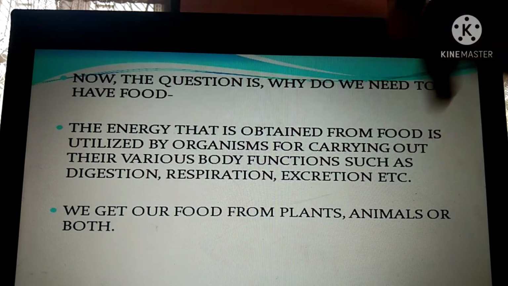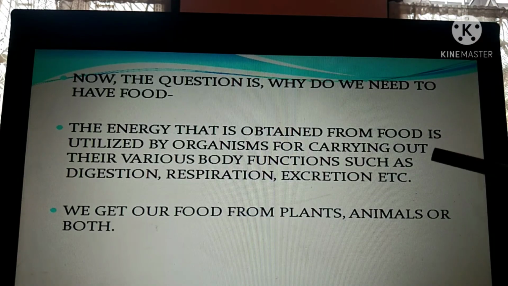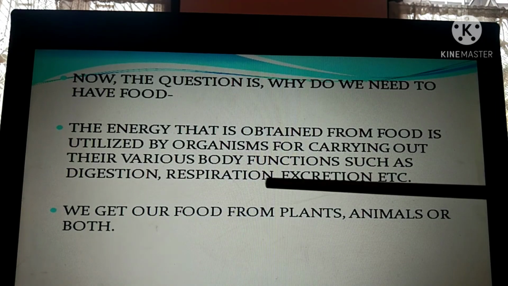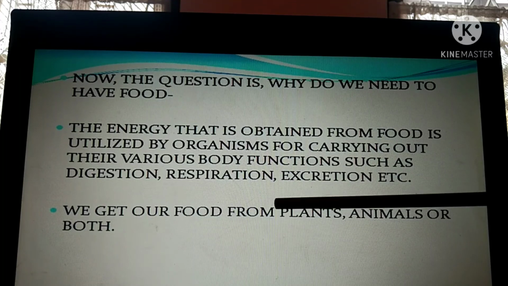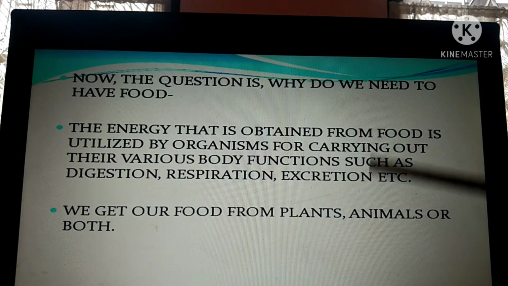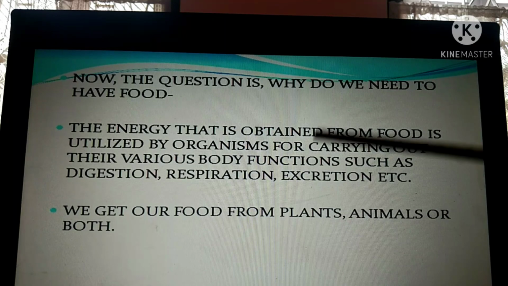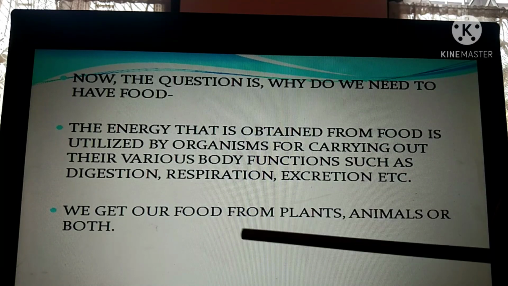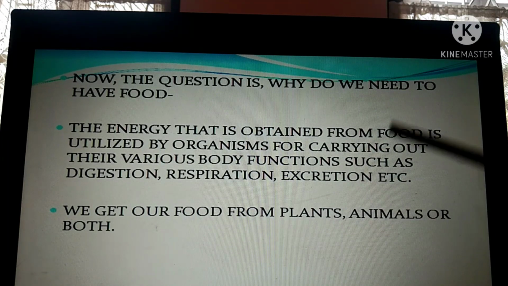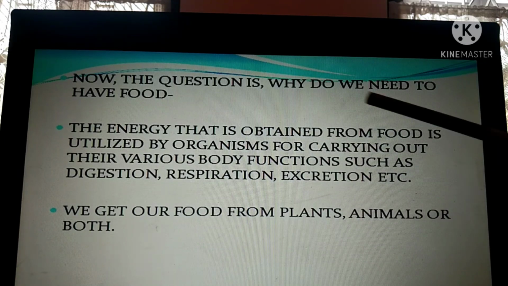Without digestion we cannot survive, we need to digest the food that we eat. Without respiration we cannot survive, we need to break down the food with the help of oxygen. I think you remember, you studied in class 7 about respiration. Without excretion also we cannot survive, because we need to get rid of the waste products. So all these are very important for us, and we get our food from plants, animals, or both.